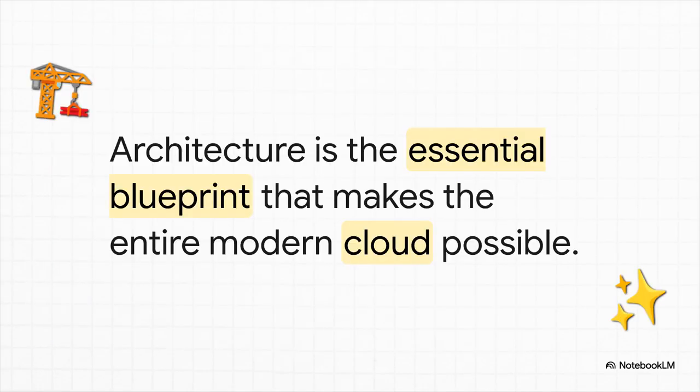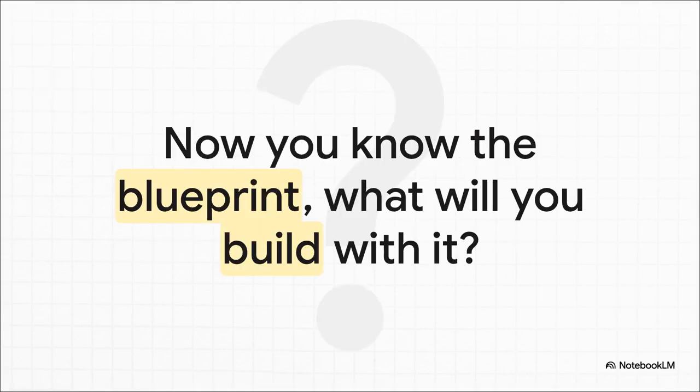So, the most important thing to remember here is this. No matter if it's public, private, or hybrid, it's this underlying architecture, the two ends, the different parts, the layers. That's the essential blueprint that makes all of modern cloud computing even possible. It's really the hidden framework behind so much of what we do every single day. So now that you understand the blueprint, the real question is, what amazing things are going to be built with it next?